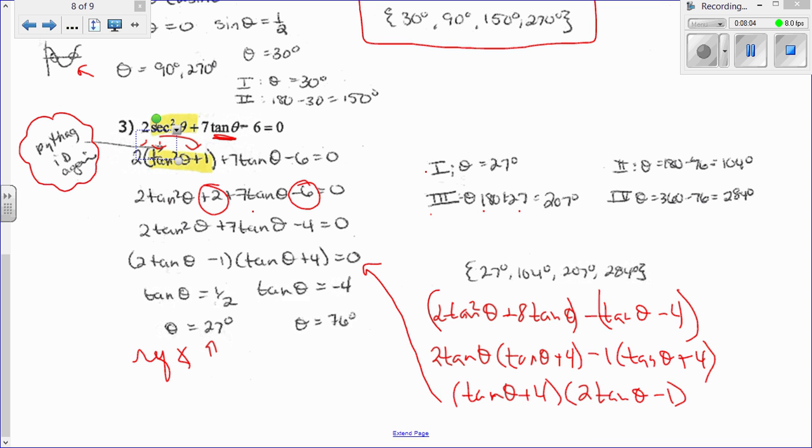And then tan theta is equal to negative 4. And my reference angle is equal to 76. Tangent's negative in quadrants 2 and 4. So I'm going to do 180 minus 76 to get 104. I'm going to do 360 minus 76 to get 284. So ultimately, this is my final answer right here.